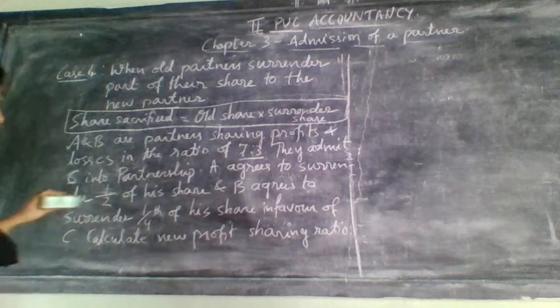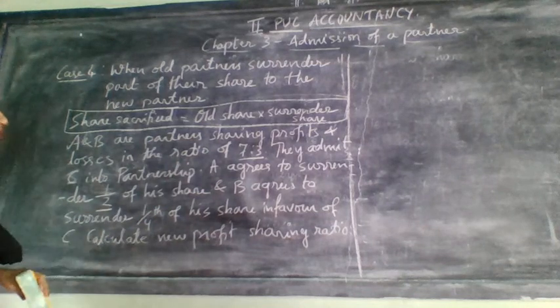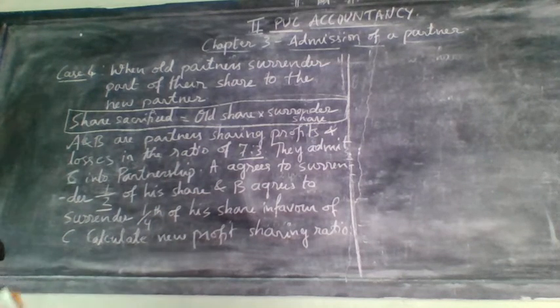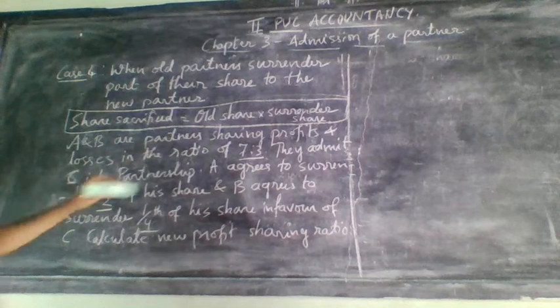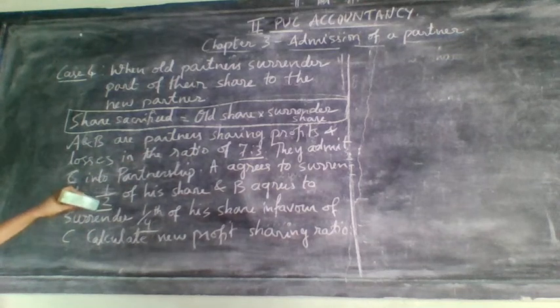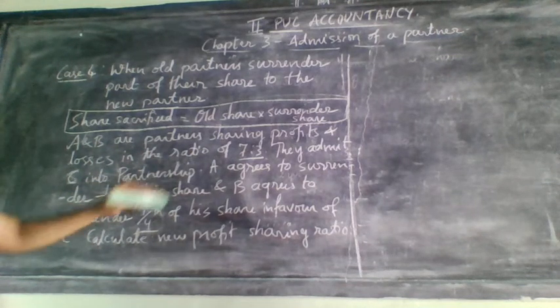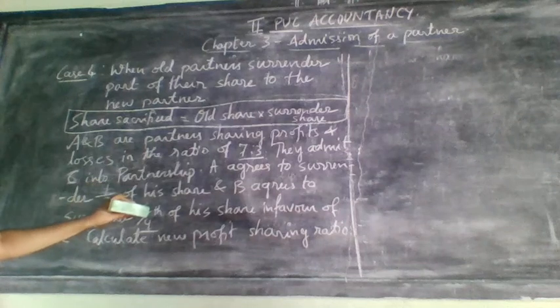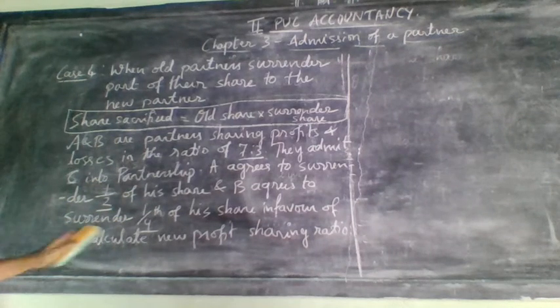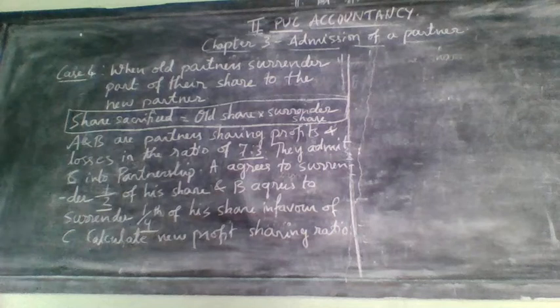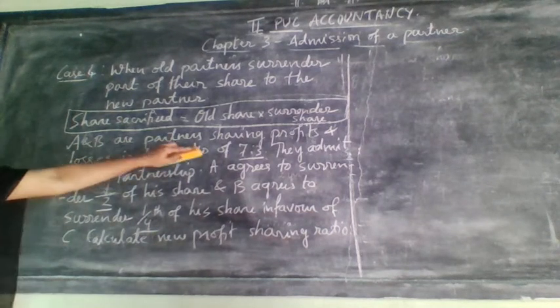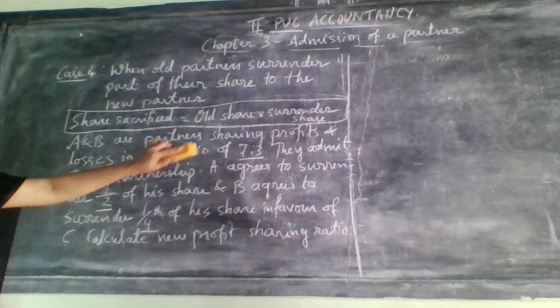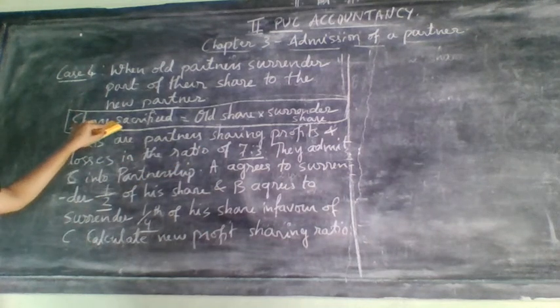A agrees to surrender 1/2 of his share and B agrees to surrender 1/4 of his share in favor of C. See, here A agrees to surrender 1/2 of his share, and B agrees 1/4 of his share to C. Calculate the new profit sharing ratio. When they give the surrender share and not the new partner's share, and only the old ratio is given, you need to follow case 4.